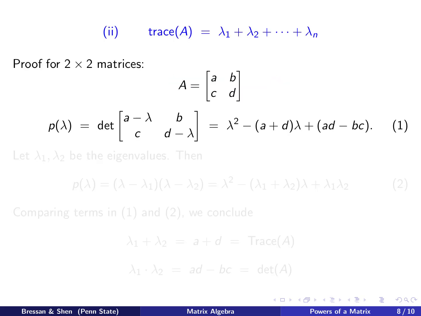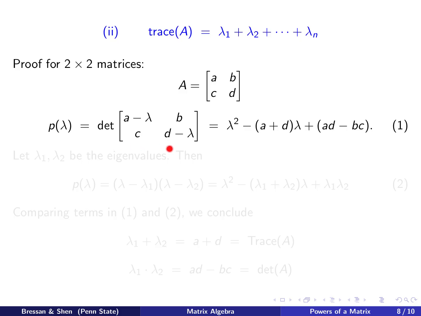Part 2, the trace is the sum of the eigenvalues. Let's prove this for a 2 by 2 matrix. Let's say we have a 2 by 2 matrix A with elements a, b, c, d. What is the characteristic polynomial?